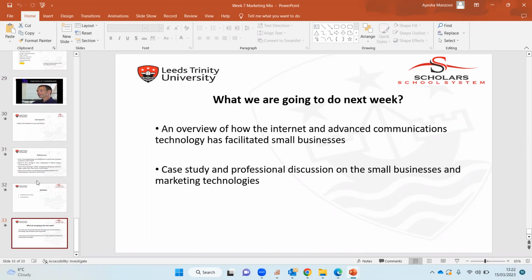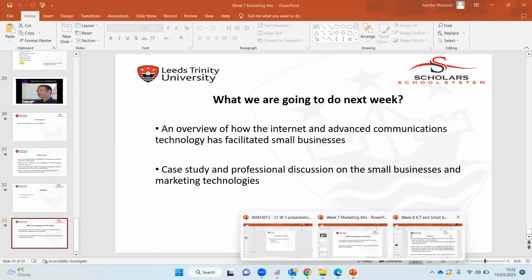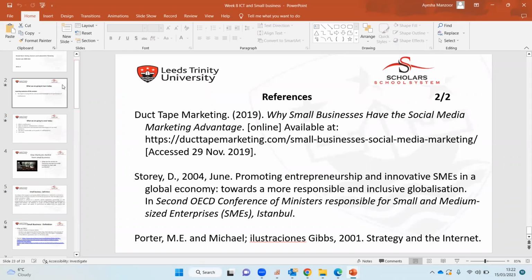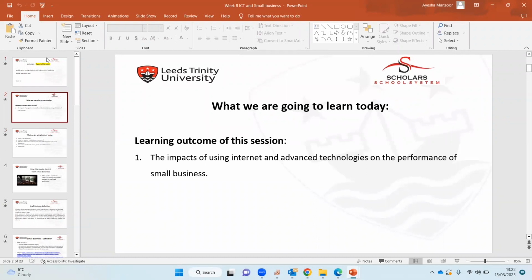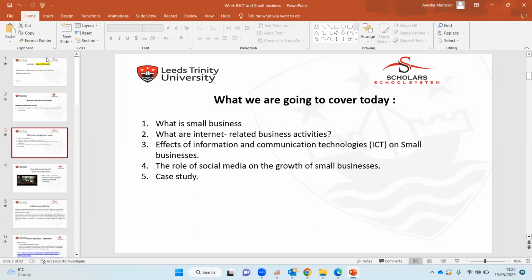This is week 7, where we discussed these points. So moving towards the week 8 lecture, in which we discussed the impacts of using the internet and advanced technologies on businesses. We discussed what small businesses are and what the internet-related business activities are. We discussed information and communication technologies in small businesses, and we are going to cover the role of social media in the growth of small businesses. So these are the learning outcomes that students are expected to achieve after week 8.